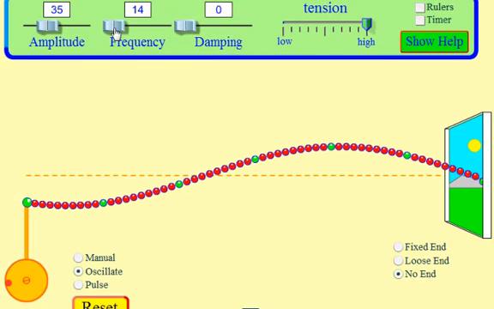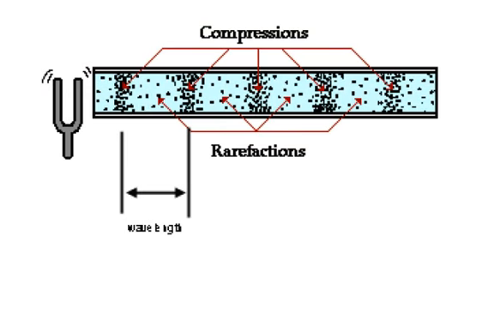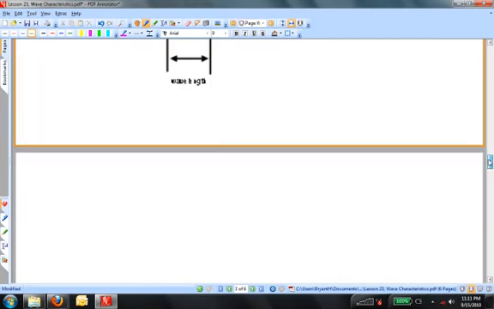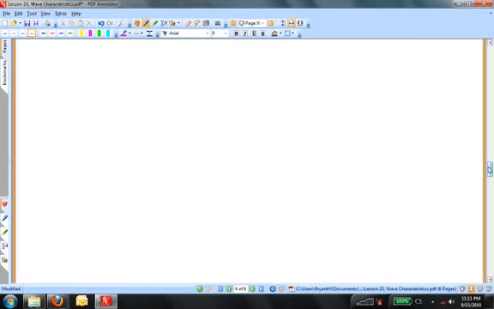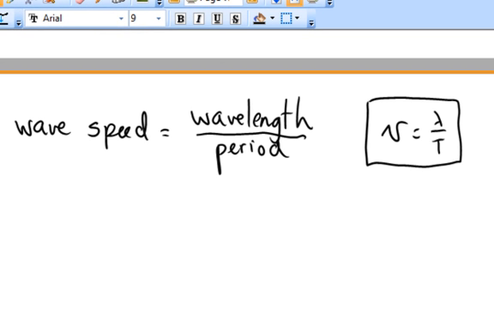It turns out that there's a relationship between the spatial part of the wave and the temporal part of the wave, and that relationship is called the wave equation. We say that the speed of the wave is the distance one wavelength would travel in one period. And so we can write the wave equation as V, standing for the speed of the wave, is equal to lambda divided by T.